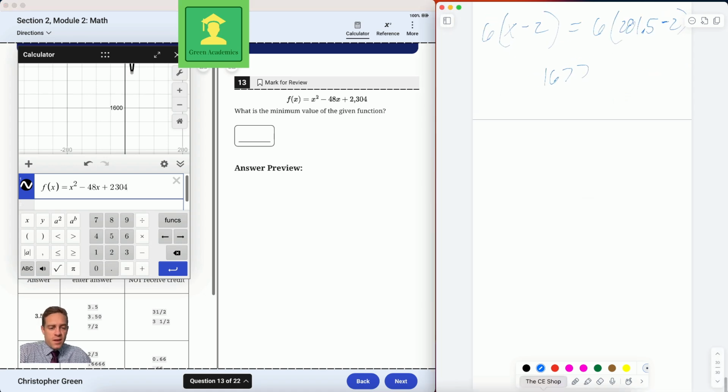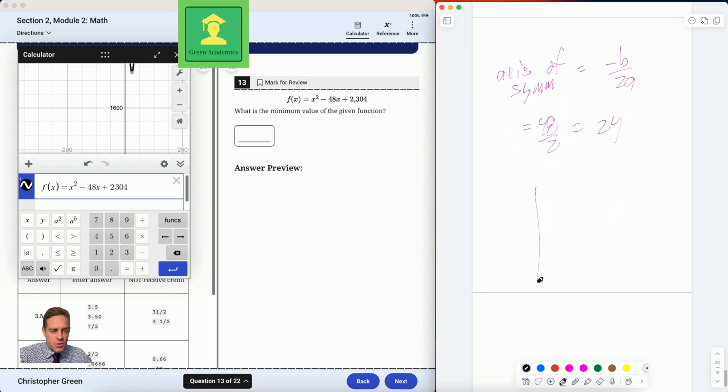The other way of remembering it is that the axis of symmetry in any quadratic is negative b over 2a. Axis of symmetry is negative b over 2a, which in this case is 48 over 2, which is 24. So 24 is the axis of symmetry. Let me draw a really simple sketch of what that gets you. So x equals 24 is the axis of symmetry, and then f of 24 is the y value of the vertex. So the vertex is 24 comma f of 24.